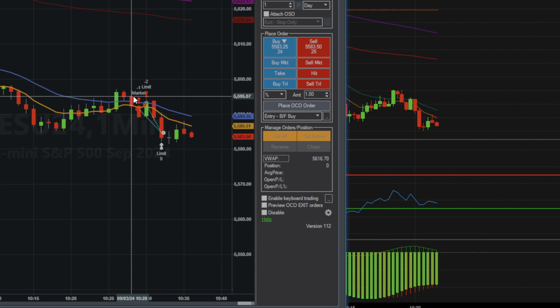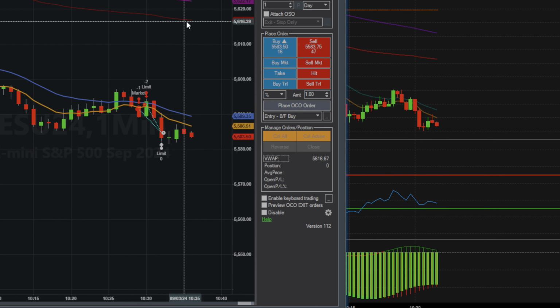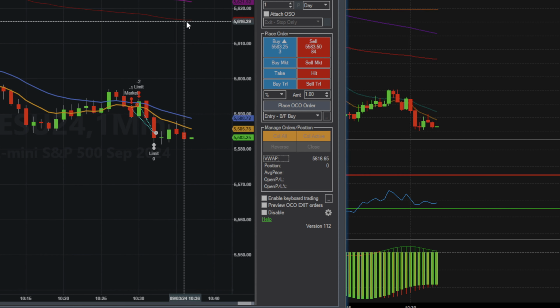RSI would have been in the 50s when we went long, and we have a gap to fill up to that VWAP area, which is probably where I would have looked to take profit if the 9 got above the 20 and continued to run. But also knowing that we've been more in a downtrend state, we've been downtrending more than we've been uptrending in the market.